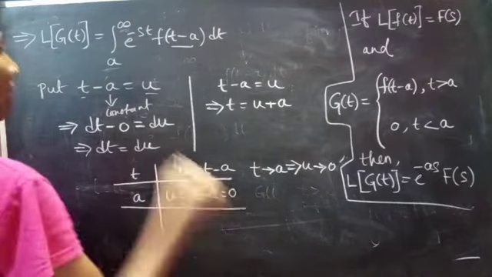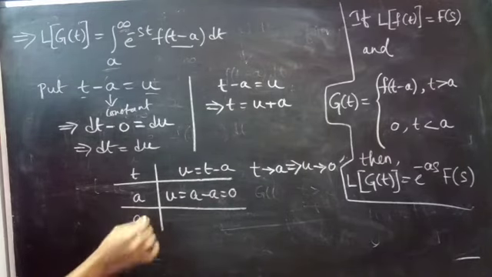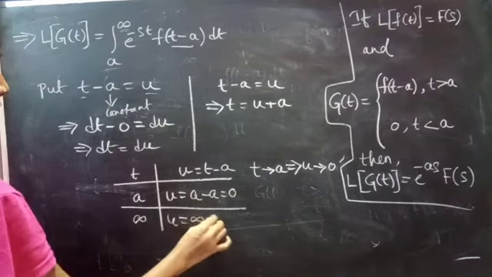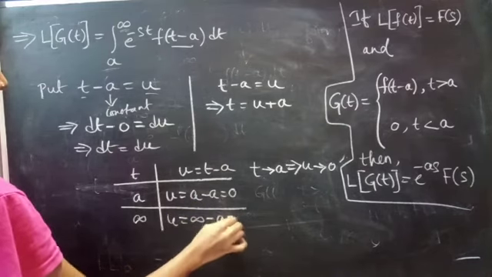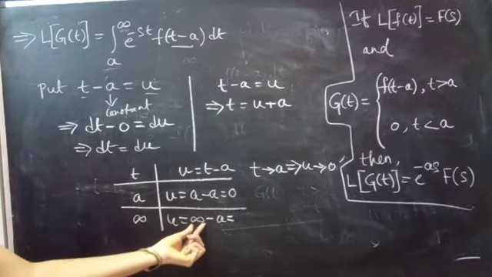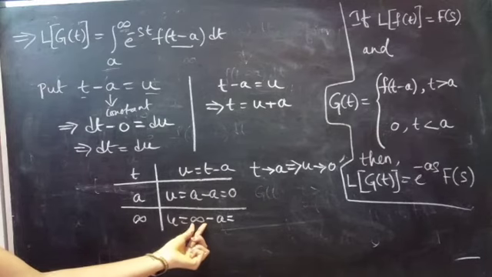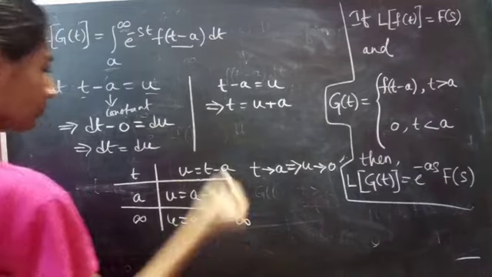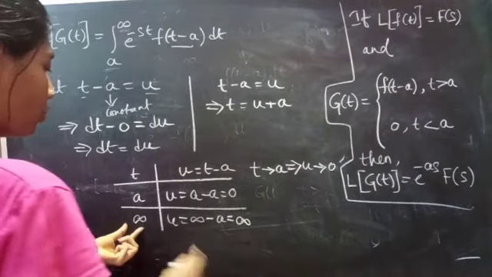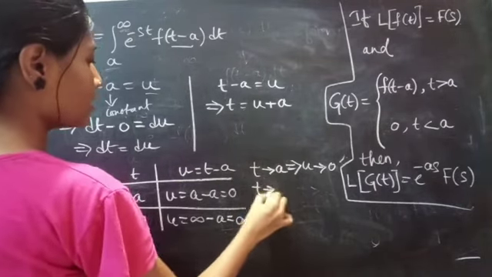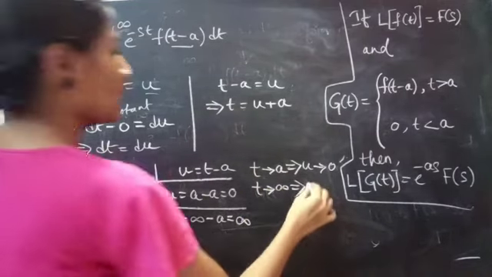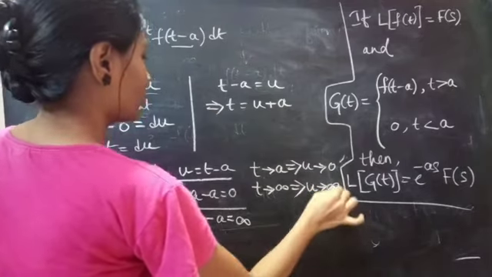Good. Now the upper limit, infinity. Put t equals infinity, then you'll get infinity minus a. Infinity is nothing but the extreme number. We don't know what the extreme number is, so infinity minus a will be infinity. So as t tends to infinity, u tends to infinity.